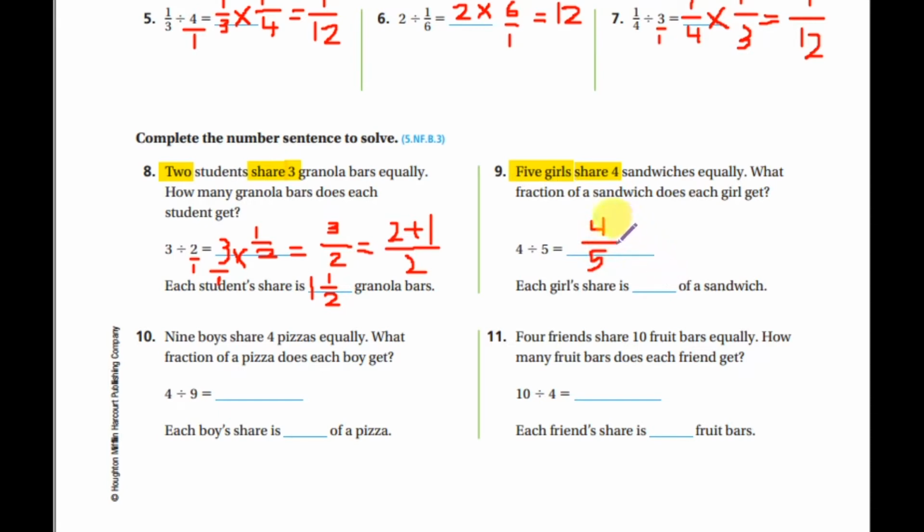Okay, now is this an improper fraction? No. Why? Because the numerator is less than the denominator. So in this case, no need to convert it to a mixed number. I will keep it as it is.